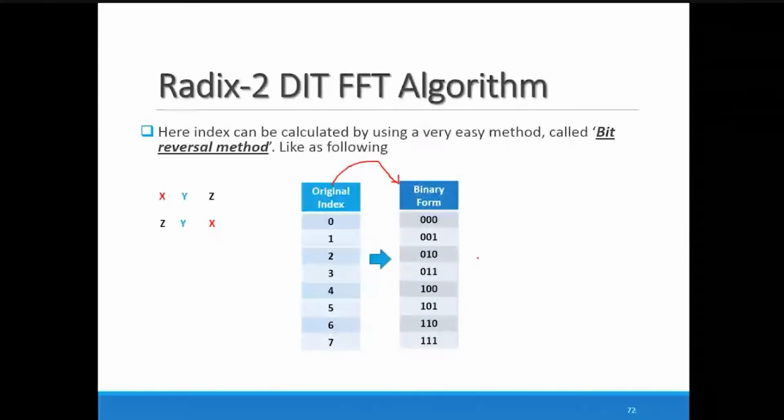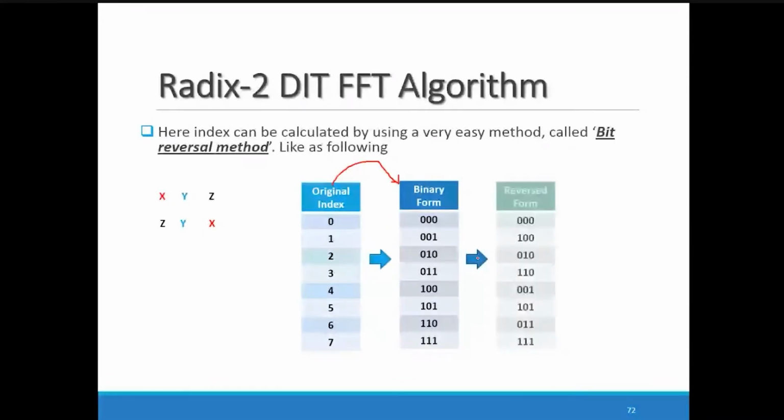After getting the binary representation, now we are applying the bit reversal. As I told you, instead of xyz, now we are applying zyx. So here 0, 0, 0 as it is, 0, 0, 1. Here you can notice the bit reversal. Now you have to start reading from the end and go to the initial. So 1, 0, 0. After bit reversal, you are getting 1, 0, 0.